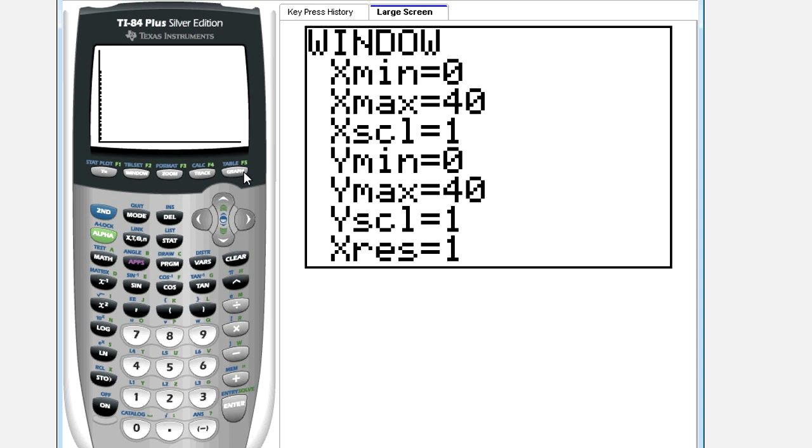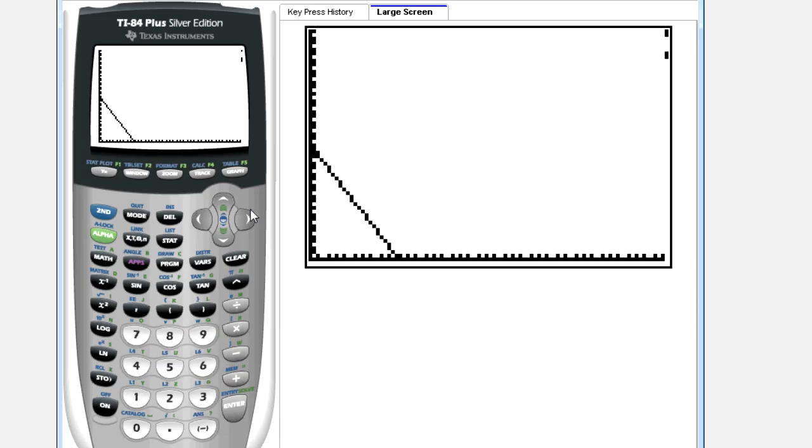And I think I need a higher X max. I'm going to make it look just like mine. I'm going to go up to 40, Y min 0, and Y max up to 40. Now I'm going to hit graph, and I'm going to see all the lines just like I have them. If something looks majorly different, then I know I messed up.